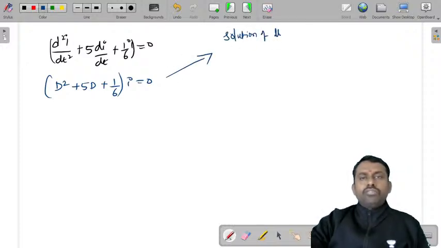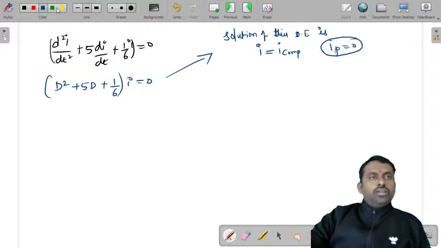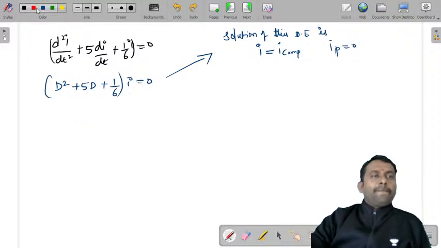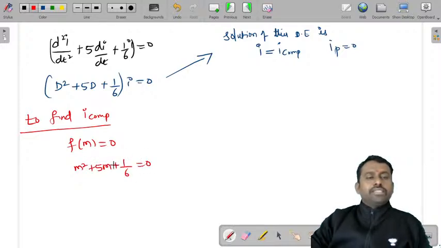Solution of this differential equation is i = i complementary + i particular, where i complementary is i naught. Now from this you need to find the roots. You'll consider the auxiliary equation first to find the complementary function. F of m is equal to 0, that is m square plus 5m plus 1 by 6 is equal to 0.